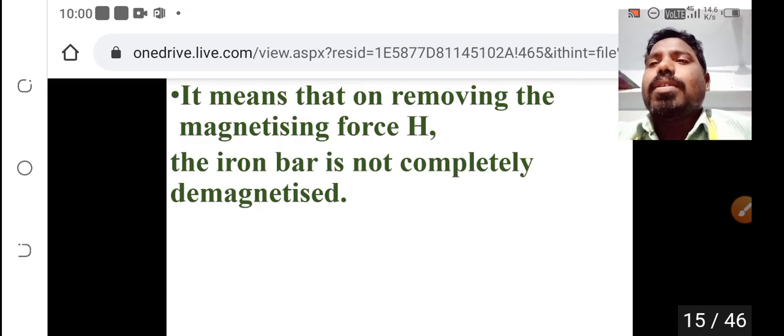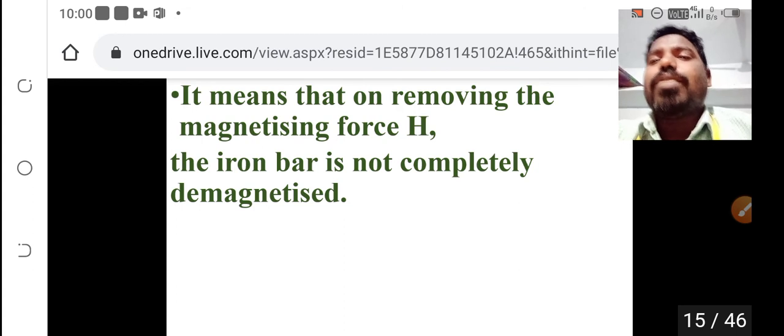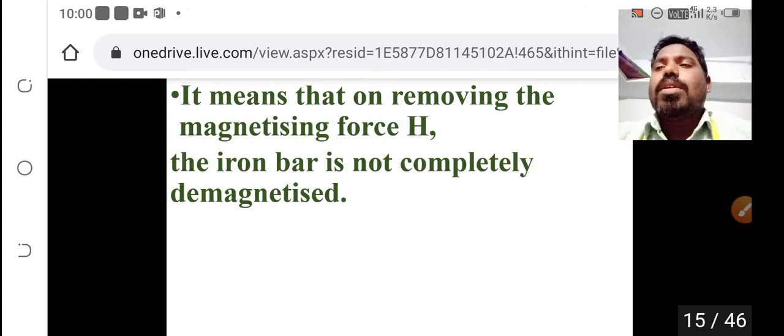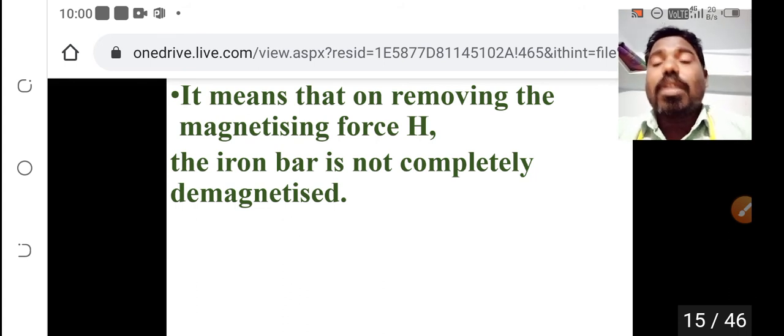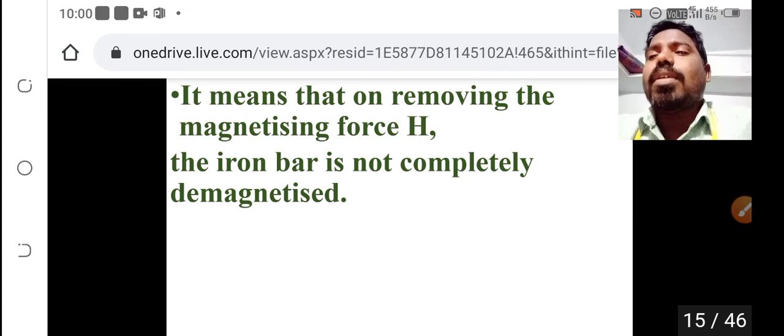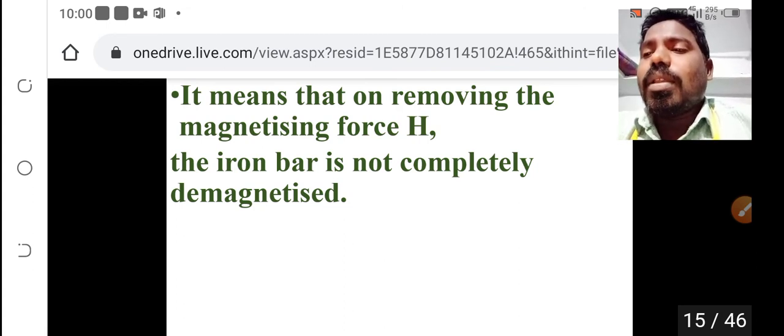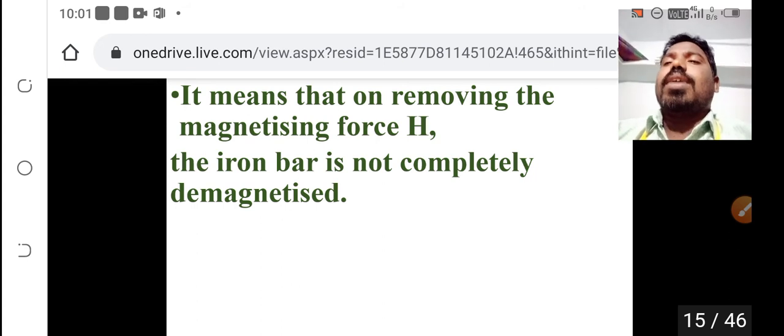It means that when the magnetizing force H is removed, the iron bar is not completely demagnetized. That is what we are discussing here. When the magnetizing force is removed, the iron bar is not demagnetized, even though H is removed.